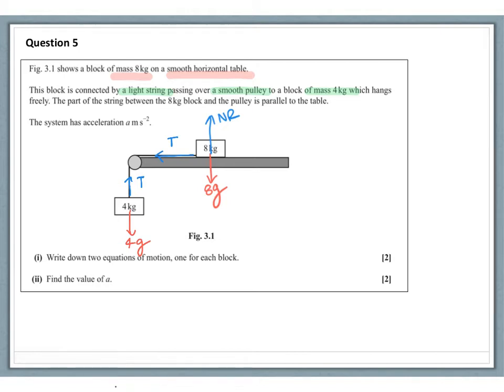So the system has an acceleration of 8 meters per second squared, which means this block here will accelerate downwards like that, and this block here will accelerate to the left like this. Part 1. Write down 2 equations of motion, one for each of the blocks.